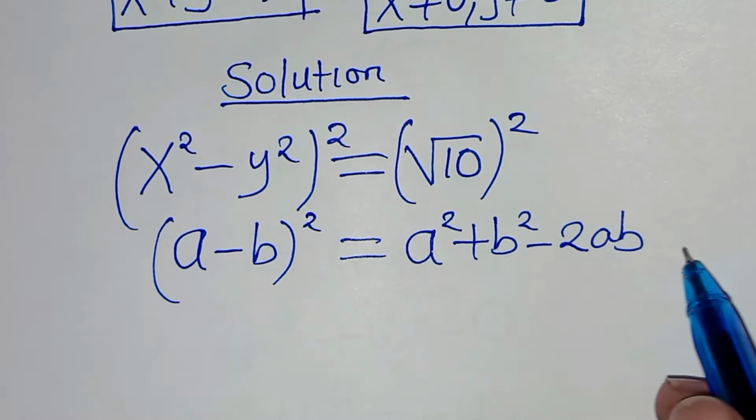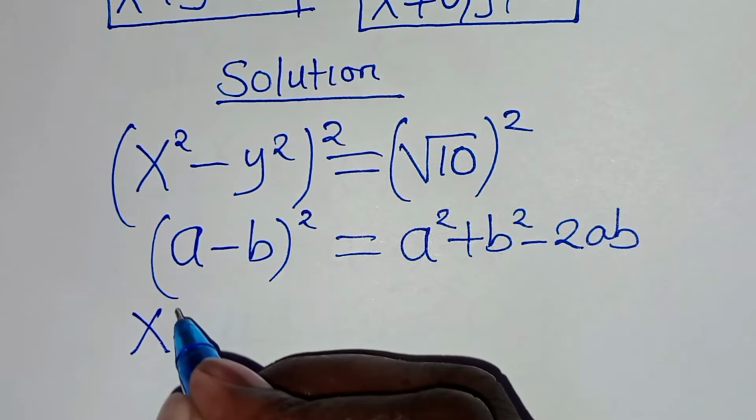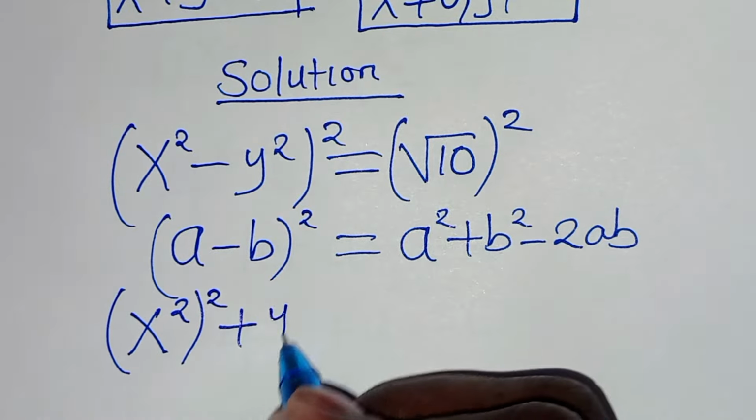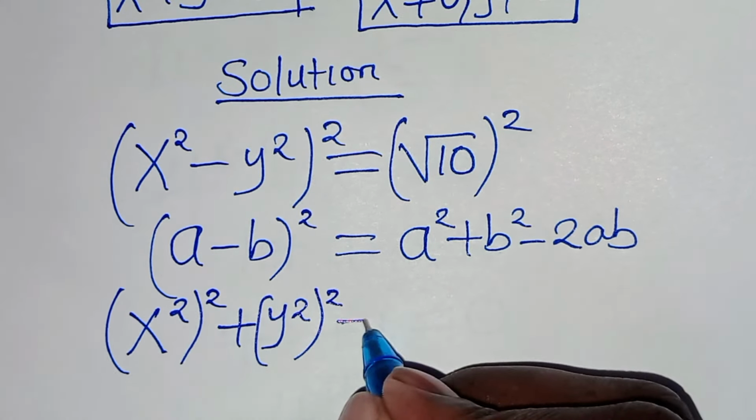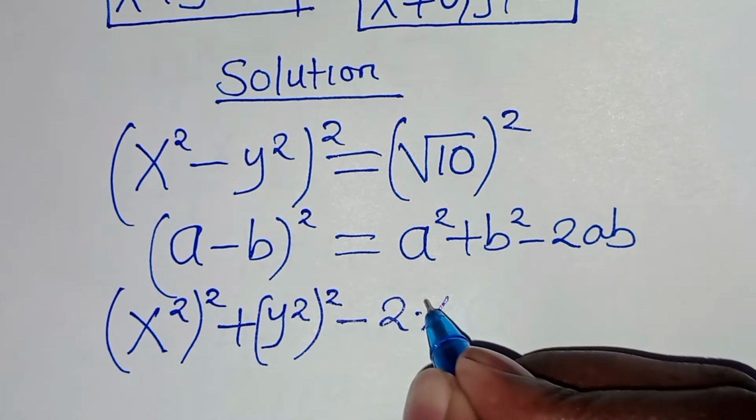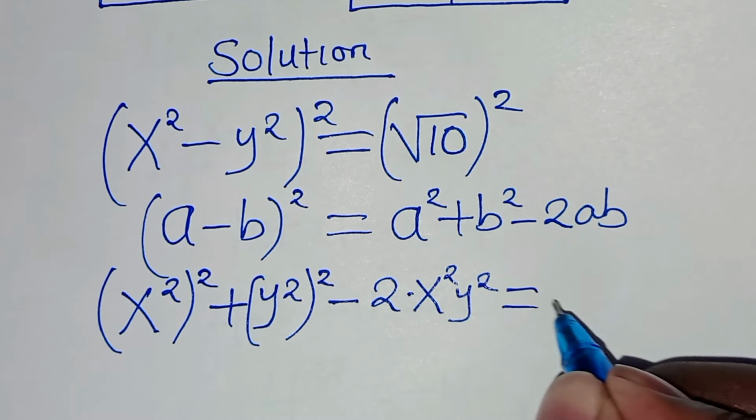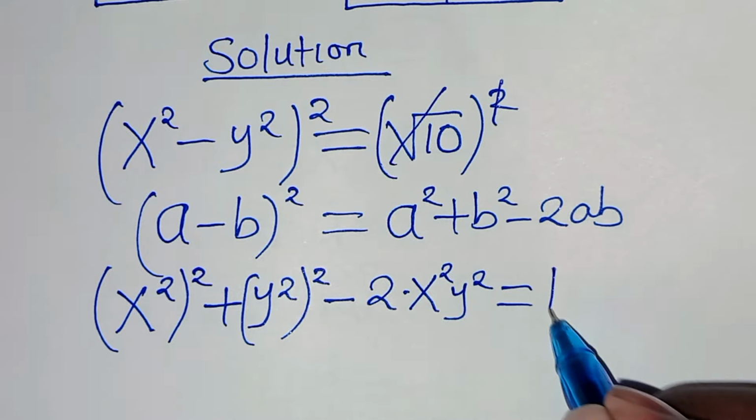Applying this algebraic identity to this equation, we have x squared raised to the power of 2, plus y squared raised to the power of 2, then subtract 2 times x squared y squared. This is equal to square root of 10 raised to the power of 2. This is the same thing as 10.